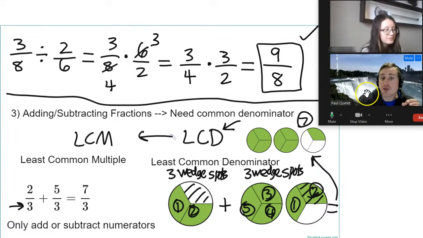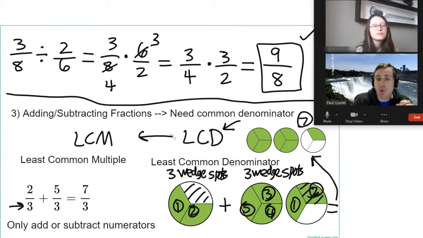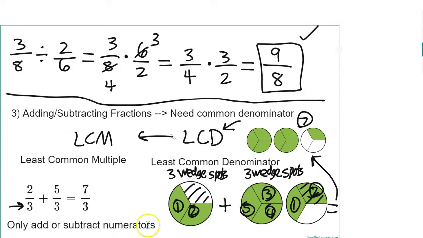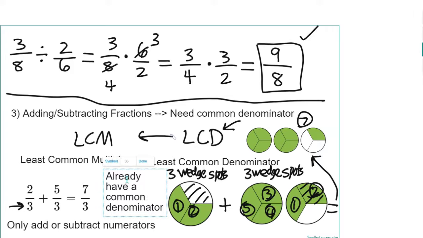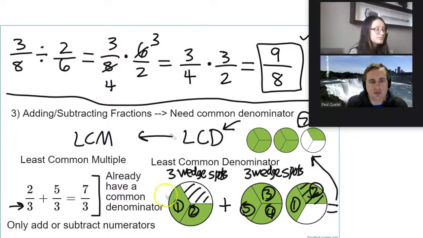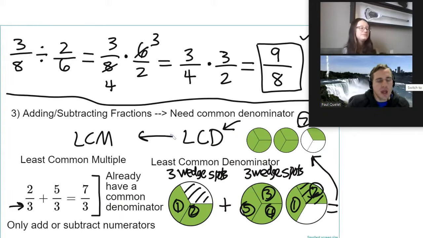Okay. So those are fractions. They already have a what? A common denominator? Yes. So these already have a common denominator, so since they already have a common denominator, we just add numerators, right? And then, we can see it here visually. Yeah. Okay? All right.